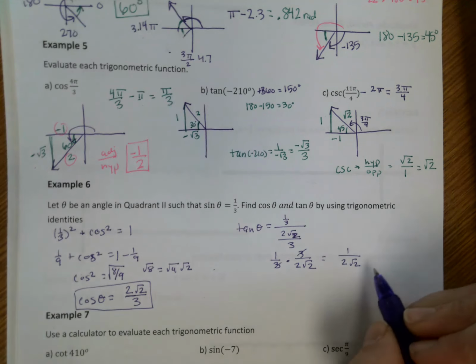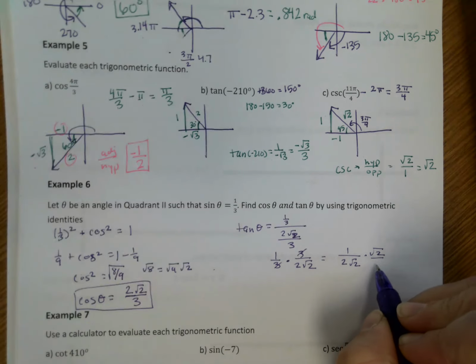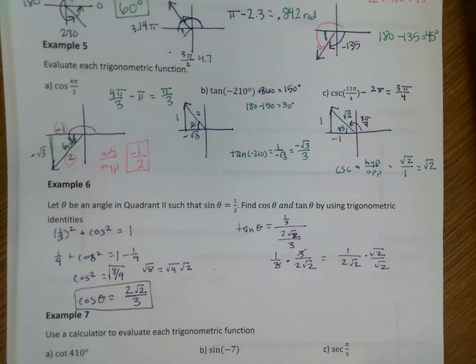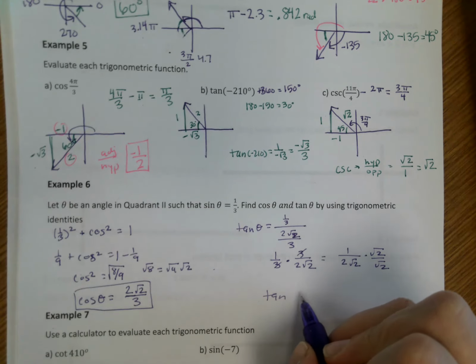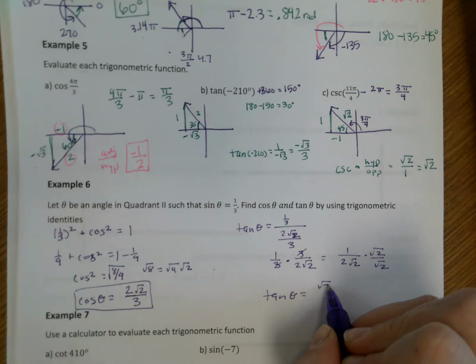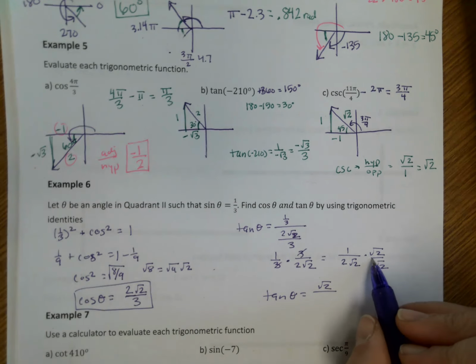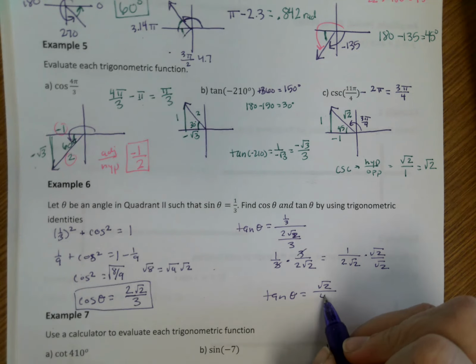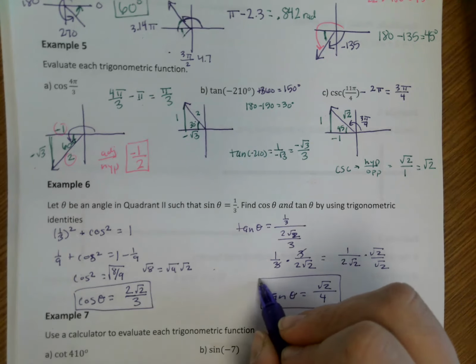And I don't want my answer to be like that. I need to rationalize that. So 2 square root 2 times square root 2. On top, I'm going to have my square root 2. On bottom, this becomes 2, and this right here also becomes 2, so this becomes over 4. So that right there is my final answer.